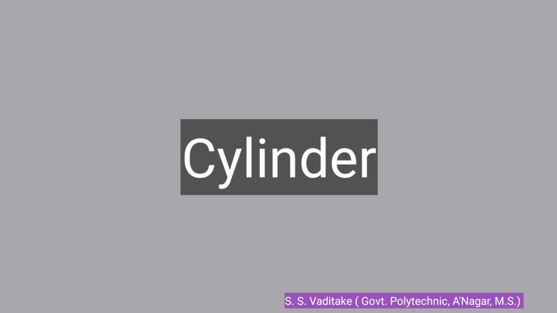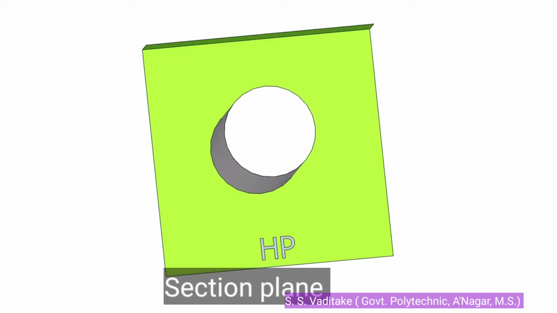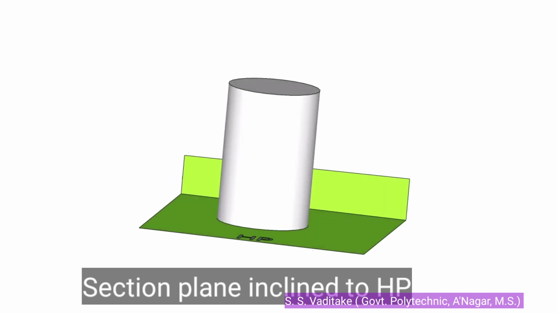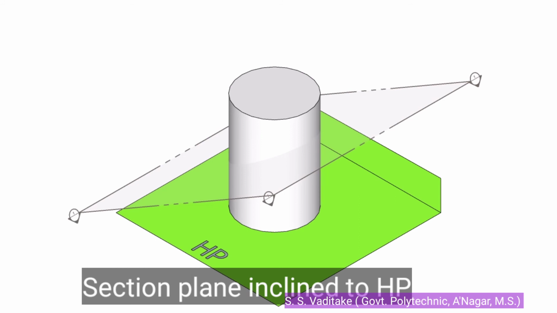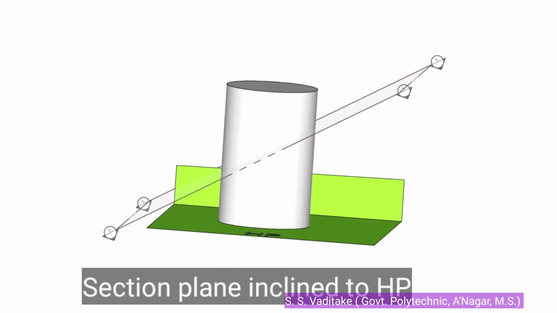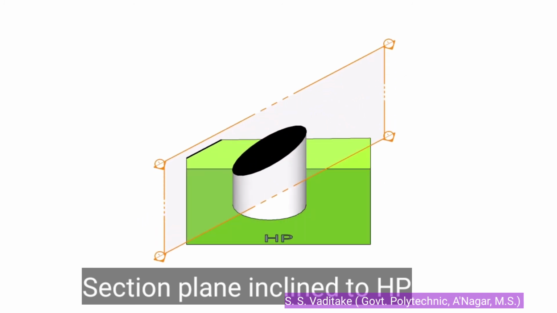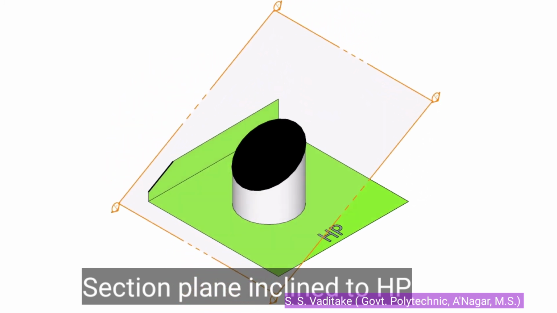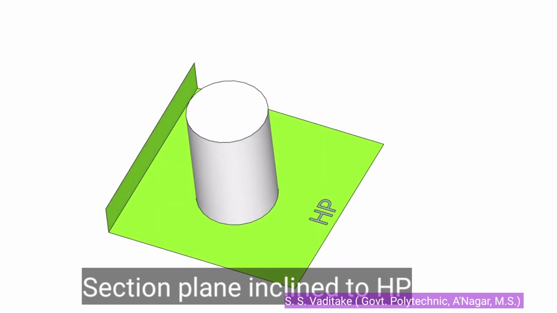Now consider the case of a cylinder. Draw the cylinder's top view and front view at first with respect to the given data. Now the section plane, here we are considering that it is inclined to HP. So it is represented in front view only, shown by dotted lines in center line format. Then observe its top view. Then its true shape is observed as an ellipse.